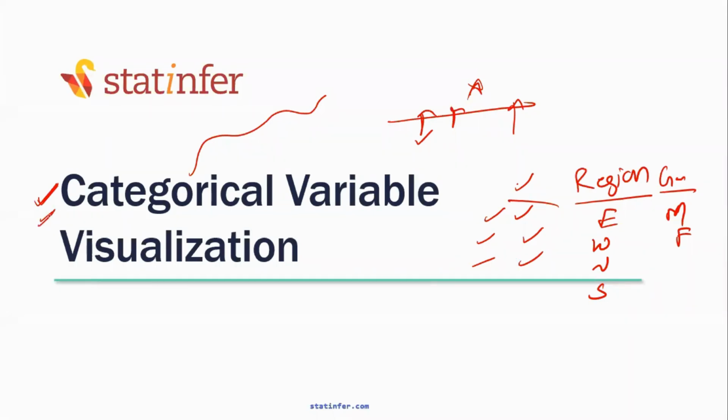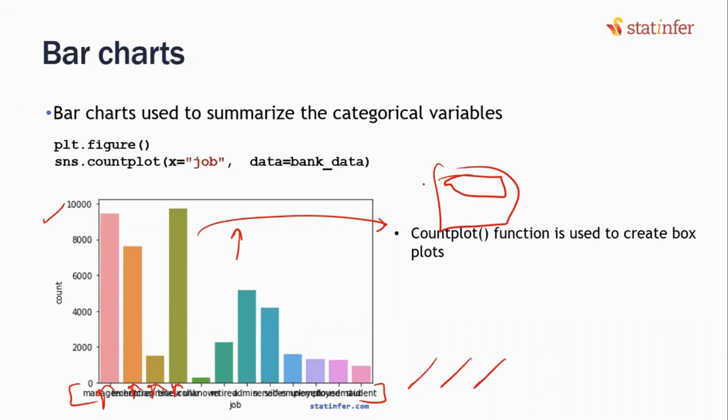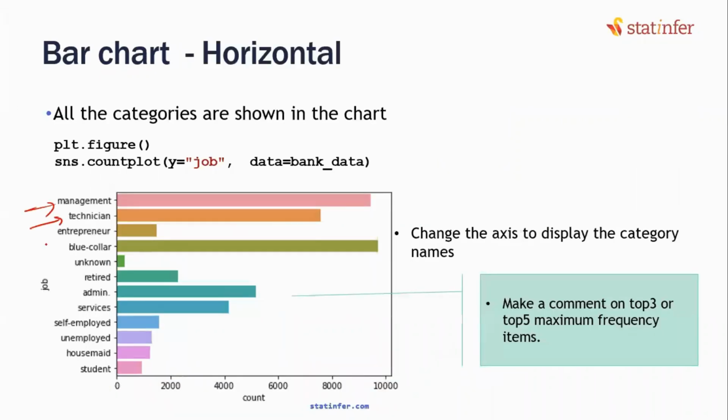The most famous one is the bar chart. Category A, category B, category C, category D, and the bar chart of all these variables. But here you see that these category names are distorted. Maybe you can adjust them at an angle, or instead of a vertical bar chart, make it a horizontal bar chart, then you will get to see these names very well managed.